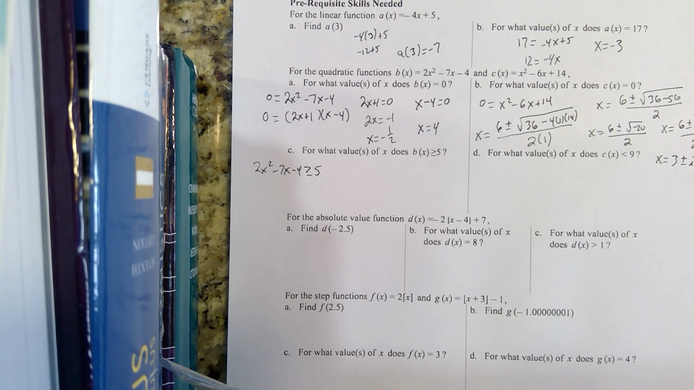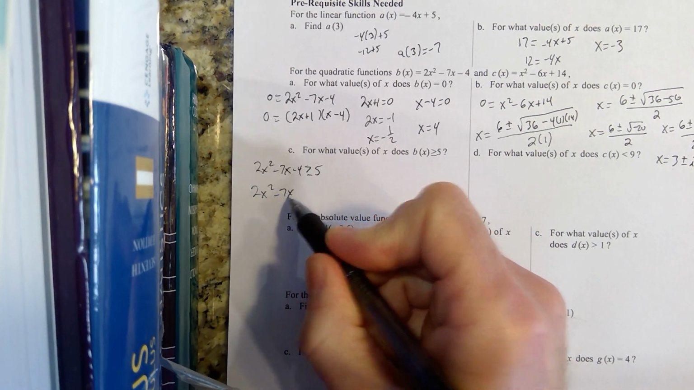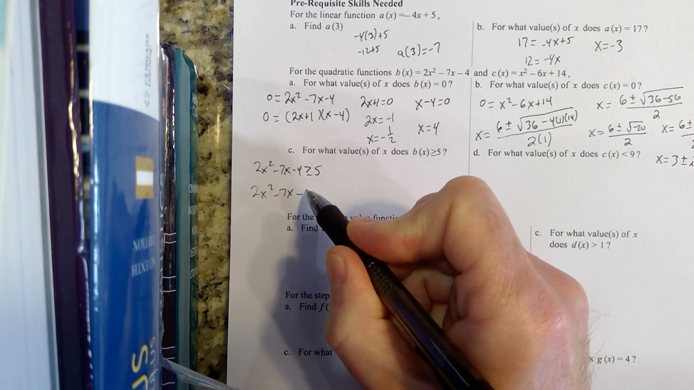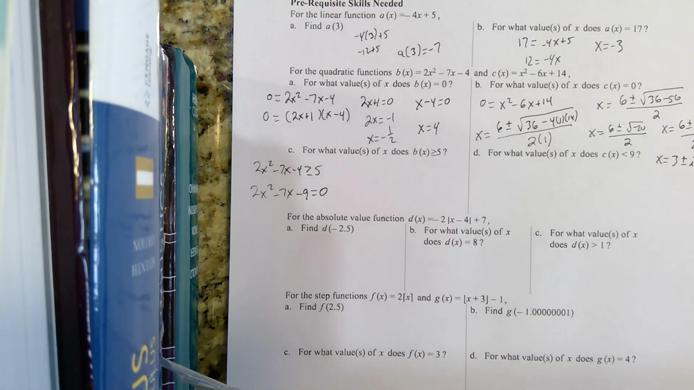I would go ahead and get this equal to 0. So 2x squared minus 7x. I would have to subtract 5, so that would be negative 9. And I'm just going to say equals 0. Solve it like an equation at this point.